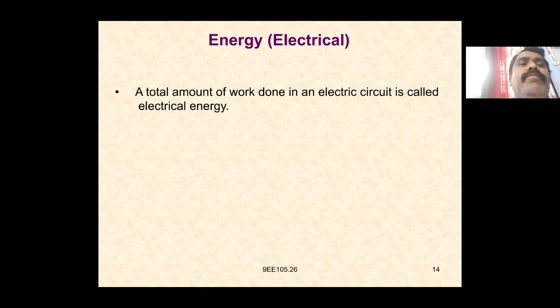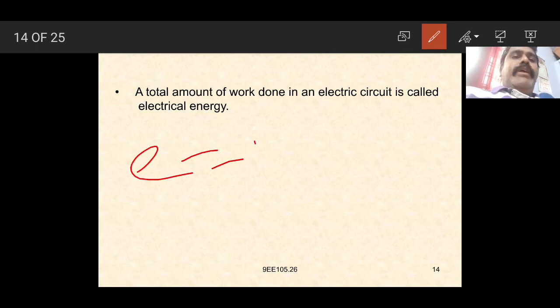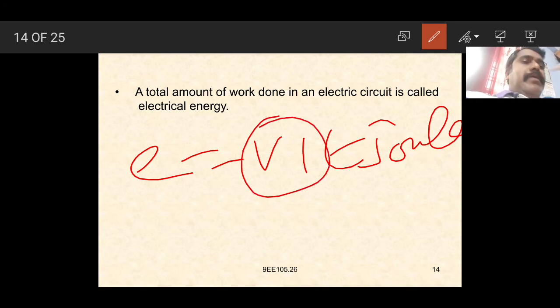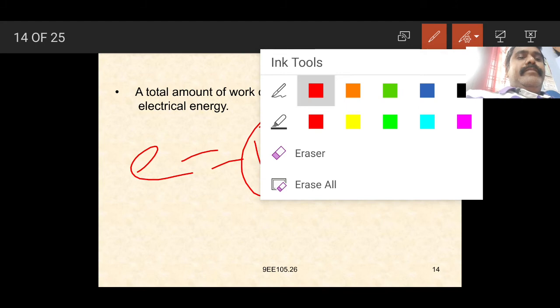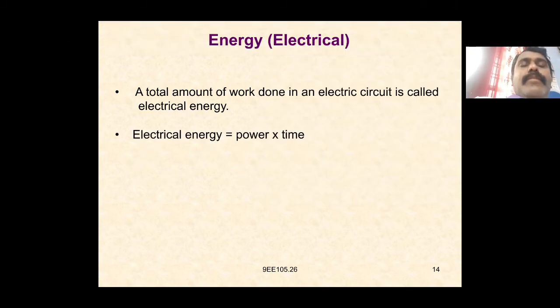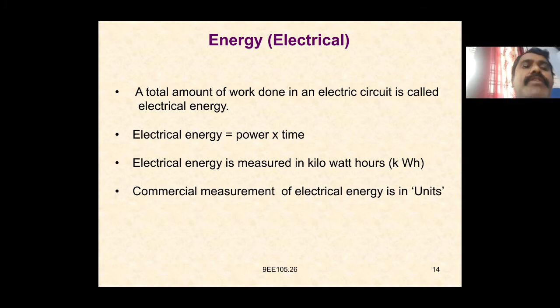Again, the total amount of work done in an electrical circuit is called electrical energy. So we can express the energy as E is equal to VIT joules. VI we can express as the power, T is the time taken. So electrical energy is equal to power into time. Electrical energy is measured in kilowatt hours. The commercial measurement of electrical energy is in units.